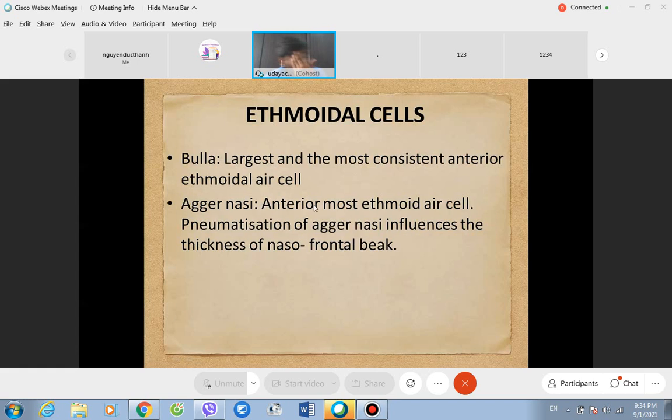Coming to the different types of ethmoidal air cells. There are two most commonly named ethmoidal air cells, which is the bulla ethmoidalis, and this is the largest and the most consistent anterior ethmoidal air cell, whereas agger nasi is the anterior most ethmoidal air cell. And what is the clinical significance? Pneumatization of agger nasi influences the thickness of the nasofrontal beak. How? We'll learn in a short while.